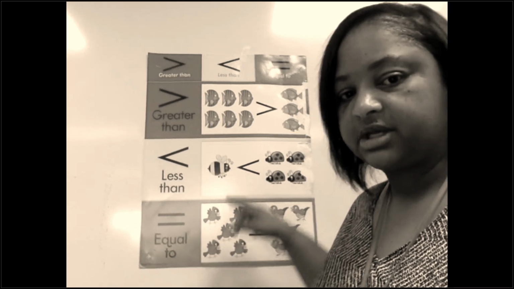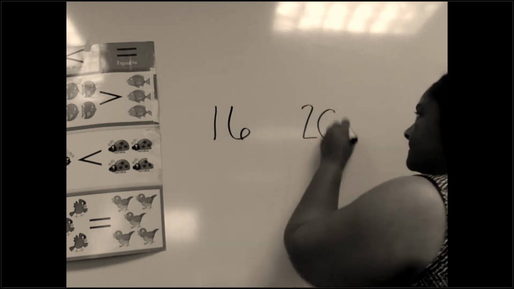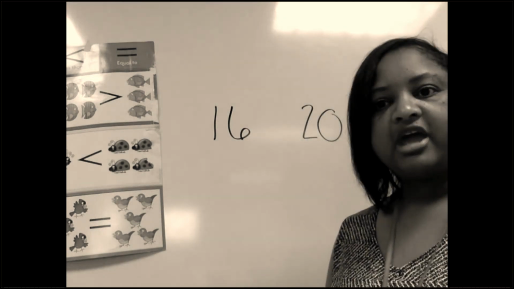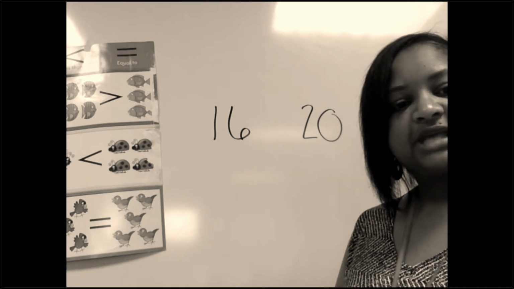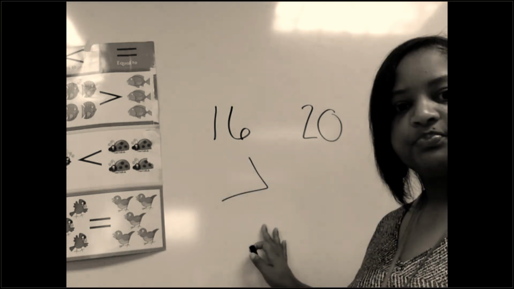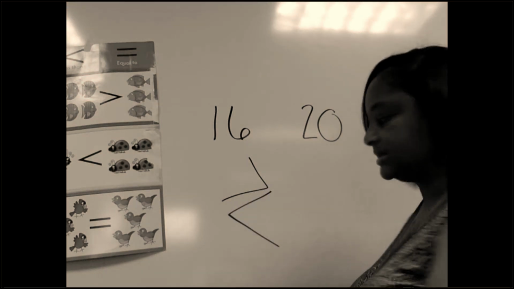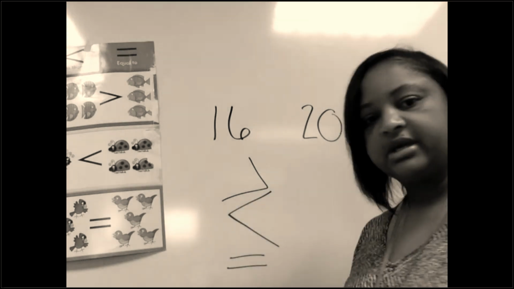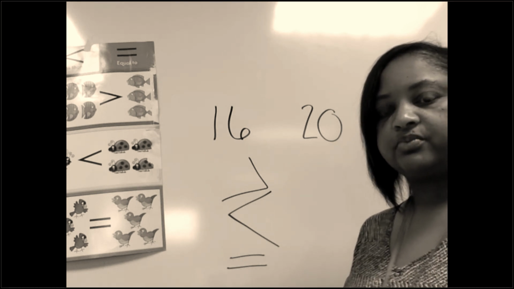Let's go ahead and look at some examples. I'm going to move my chart. So if I have the number 16 and 20, if I'm looking at my numbers, I have 16 and I have 20. Well, the sign for greater than would be going this way. The sign for less than would be going this way, and the sign for equal to would be this way. So those are my three symbols for greater than, less than, or equal to.